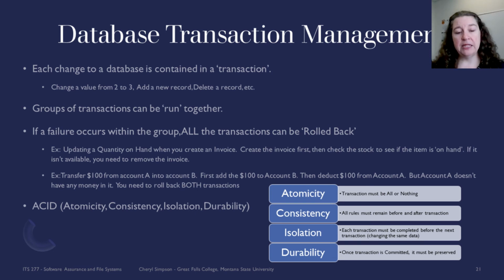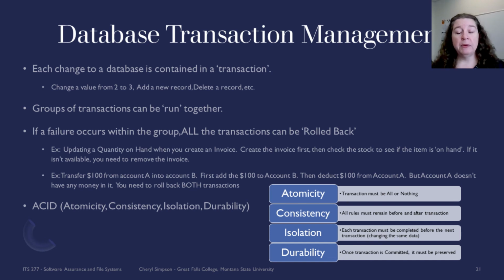There is an acronym in databases called ACID, which refers to the atomicity, the consistency, the isolation, and the durability of any group of transactions. The atomicity. Transactions must be all or nothing. They have to be either everything works or nothing did. You can't have them halfway.